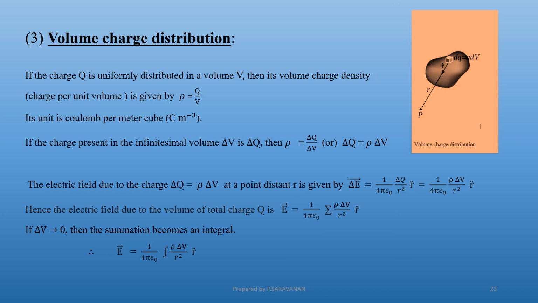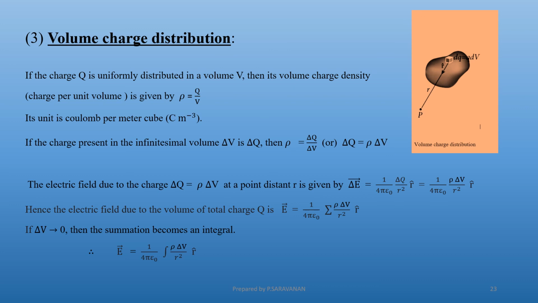Volume charge distribution. First, look at the picture. It consists of a three-dimensional charge distribution of volume V, and it is assumed to be made up of small elements of elementary volume dV or delta V. Let Q be the total charge distributed over the entire volume, and dQ or delta Q be the elementary charge distributed in a small volume delta V. And P is a point at a distance r from a very small element at which the electric field has to be calculated. Now let us get into the derivation.